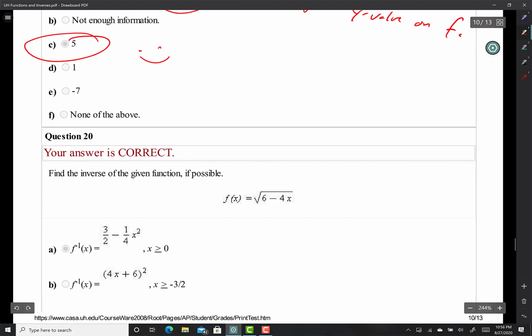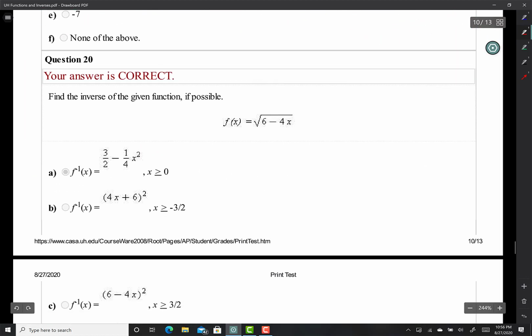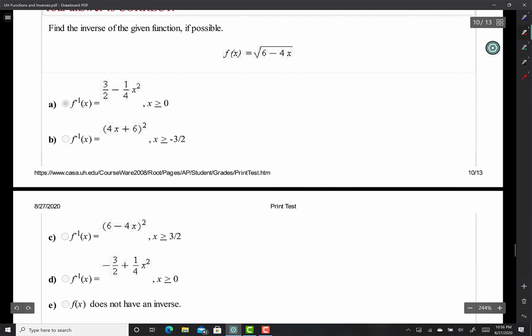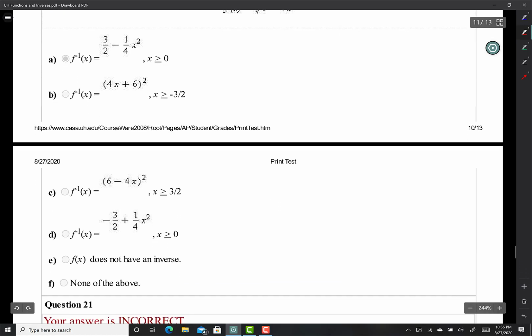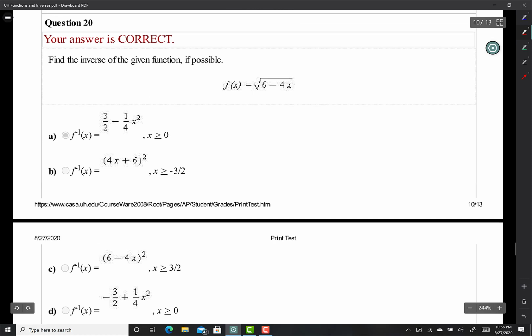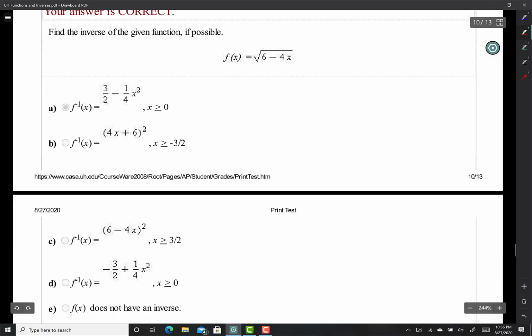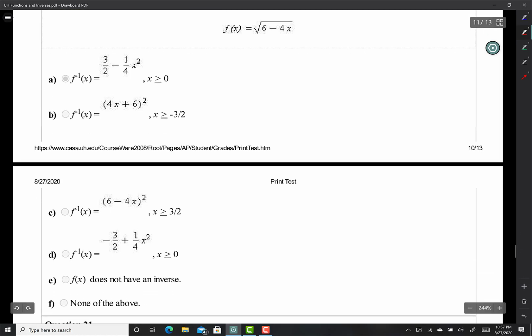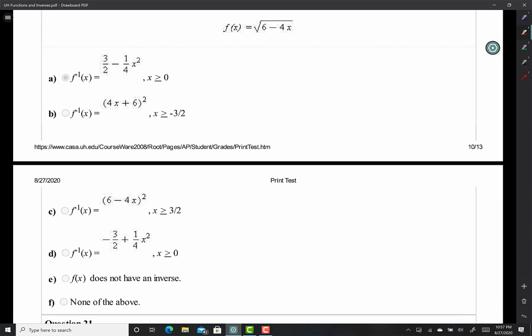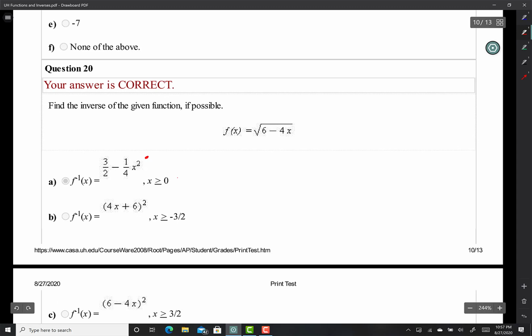All right, next one. Find the inverse of the given function if possible. What's the square root? So it has to be a parabola. Well, it looks like you got it right. So I guess let's just do it. First of all, guys, oh, they didn't try to trick you. Sometimes they'll put the same solution, but with a different domain. The range of this function is the domain of your inverse function.